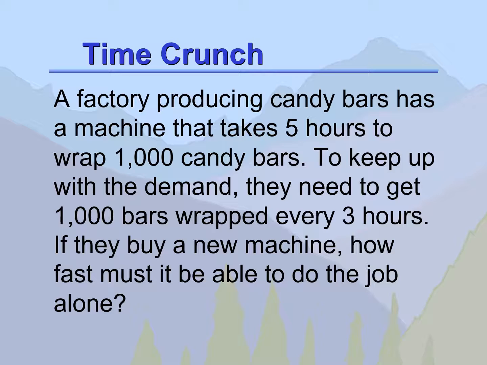Okay, here is another problem. A factory says that it takes 5 hours to wrap 1,000 candy bars. To keep up with the demand, they need to get 1,000 bars wrapped every 3 hours. So if they buy a new machine, how fast does that machine have to be and able to get the job done by itself? The new machine by itself.